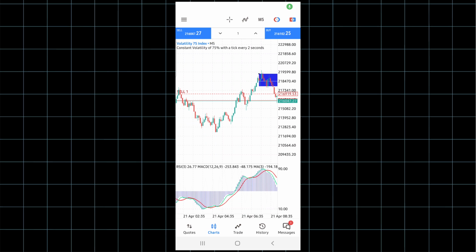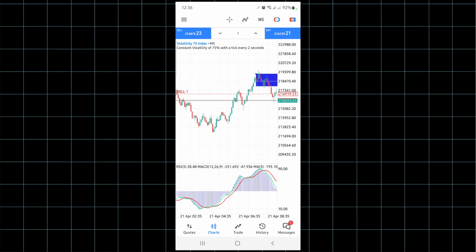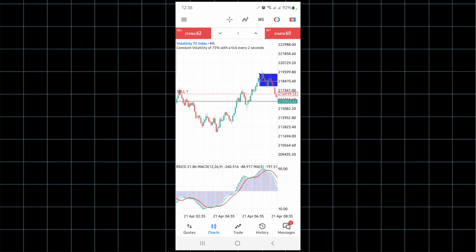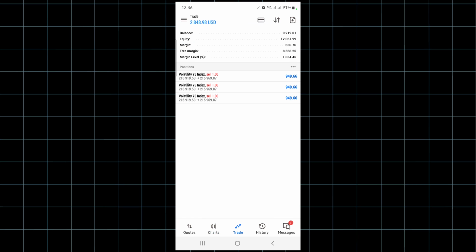Okay, so I've just placed a few trades here on volatility 75 index, and these are the trades that I will show you how to do. And luckily, these trades are in profit. As you can see right here, my account has made like $2,000, but trust me, this account started from $43, and so I've just closed one of the trades here to protect the account.